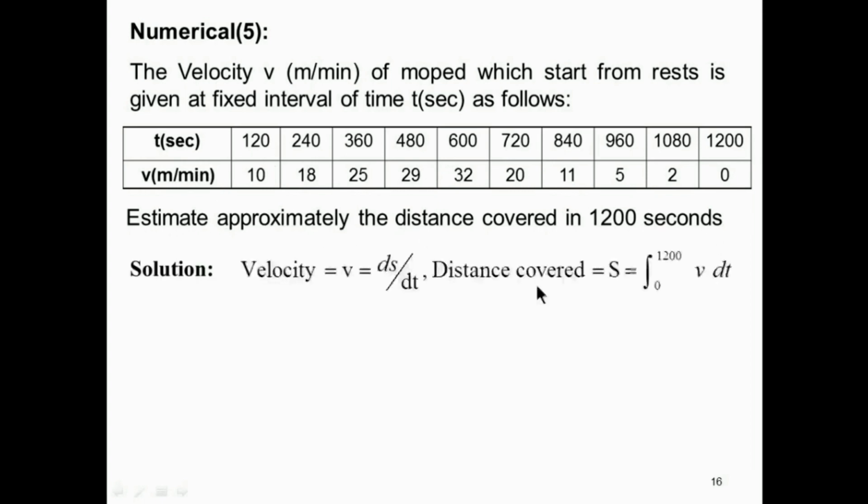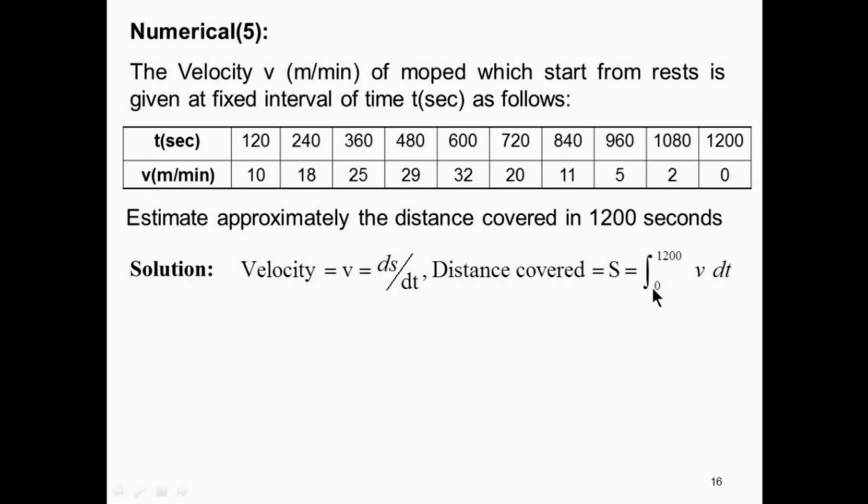Similar to the previous example, velocity is equal to the change in distance with respect to time. We know distance is equal to velocity into time, but here velocity is not constant. So to calculate distance covered, we need to take integration with respect to dt. Now if we consider lower limit 120 and upper limit 1200, then we will calculate the distance covered between 120 to 1200 seconds, neglecting the distance covered in the first 120 seconds. So we have to take lower limit as 0 and upper limit as 1200. Then only we will get the distance covered in 1200 seconds.